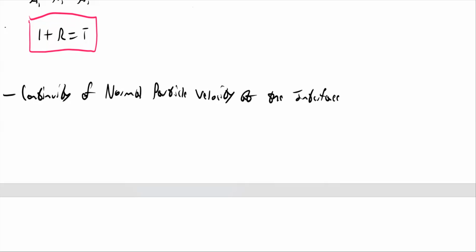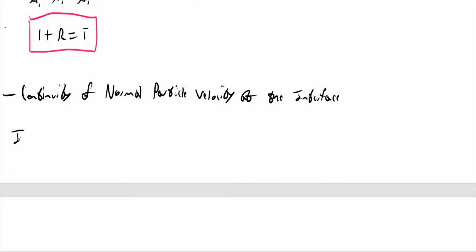And you might be asking, why only the normal particle velocity instead of the particle velocity in general? Well, we assumed at the beginning that we're looking at inviscid flow in the fluids. And it turns out that the tangent component, i.e. the vertical component in this case, of the particle velocity need not be continuous because of that assumption of inviscid flow. The reason being a velocity shear generates no force in the inviscid flow. So we don't have to worry about it.